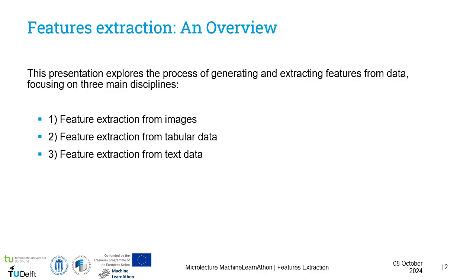Let's start with an overview. Feature extraction generally means generating new features from the existing dataset we have. And we can look at different types of feature extraction based on the type of data we have. We can extract data from images, from tabular data, from text. Also, we can think about audio files and video, but this is not part of this micro lecture.